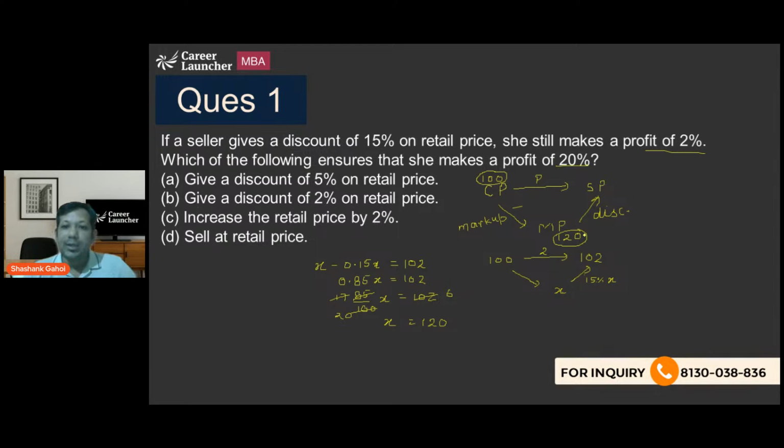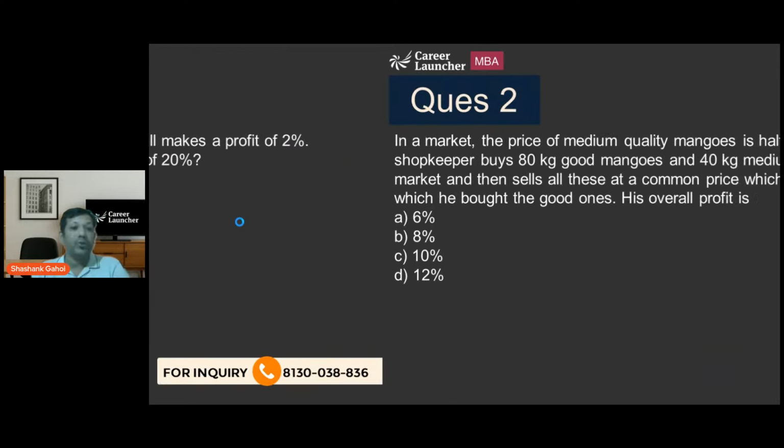It means mark price is 120. She wants to make a profit of 20%, so she wants to sell it at 120 only, right? So how much discount does she need to offer? That is going to be 0% discount. It means she needs to sell it at the retail price only. So that is going to be option D, sell at the retail price, so that she makes a profit of 20%. Now let's move on to the next question.